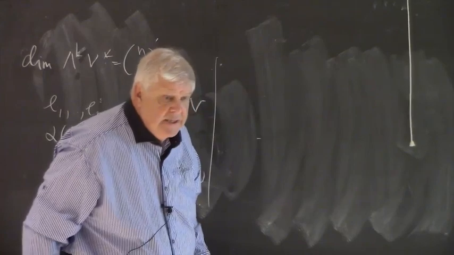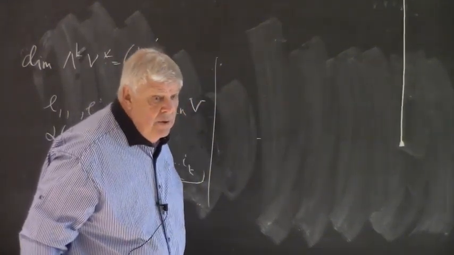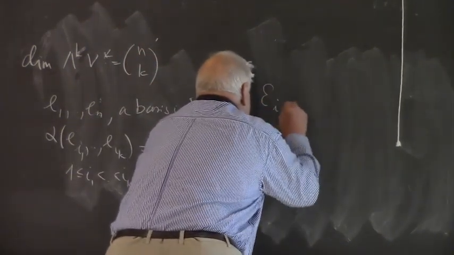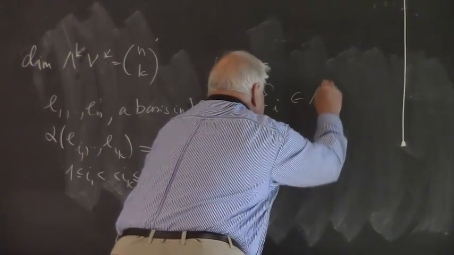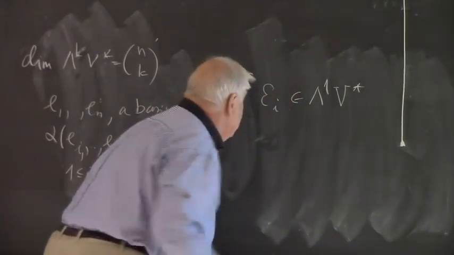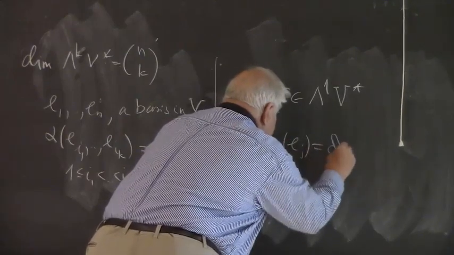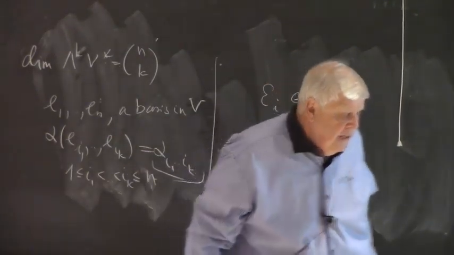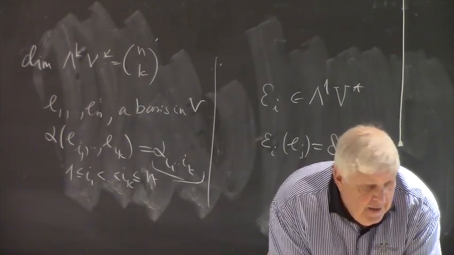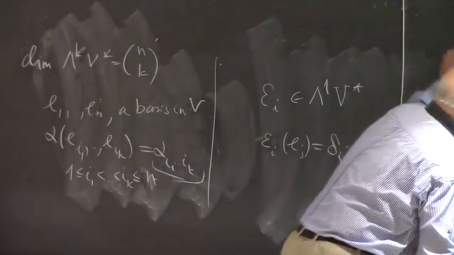I choose a basis. Not choose, I already have a basis in V, and I have the so-called dual basis in V star, namely epsilon i. I can say now that this is an element of lambda 1 V star, simply a linear form on V. And epsilon i, by definition, is delta ij. So it is 1 if you apply e_i, and 0 if you apply anything else.